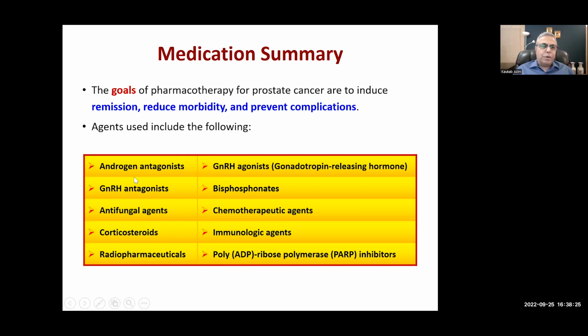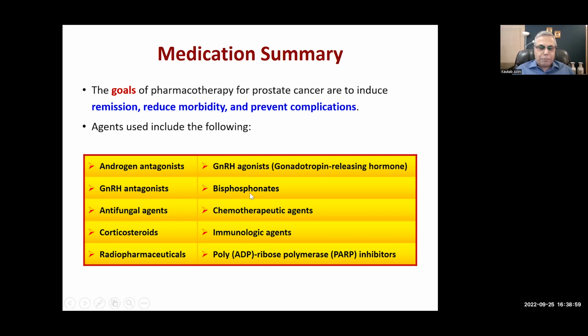Agents that are used, we've got androgen antagonists. Now notice that these drugs are different from the drugs that you studied in lung cancer or breast cancer or colorectal cancer. You didn't have androgen antagonists in those cancers. GnRH agonist and GnRH antagonist. Gonadotropin releasing hormone, it's written over here. It comes from the hypothalamus and it causes the release of LH and FSH.